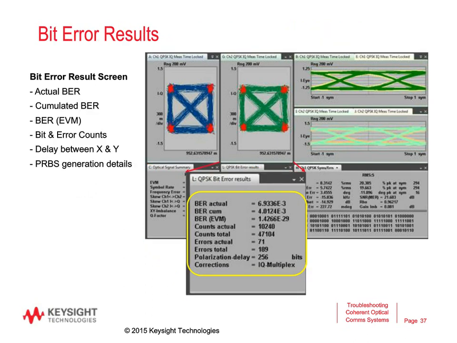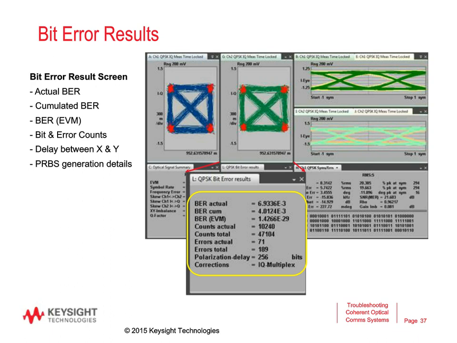The next screen deals with bit error rate measurements. It's possible to run very simple bit error rate measurements on the optical modulation analyzer software. It reports the actual error rate, the cumulated error rate, and also the bit error rate calculated from the EVM. So in this case, we see a very low BER calculated from the EVM, as my constellation points are really very dense, not spread out.